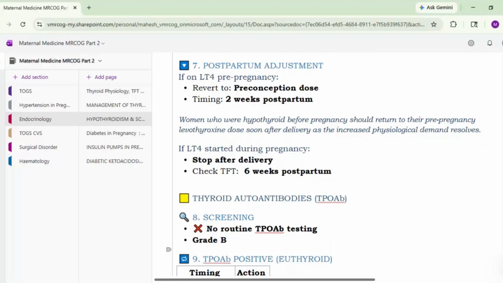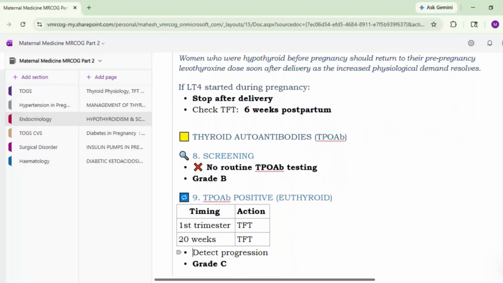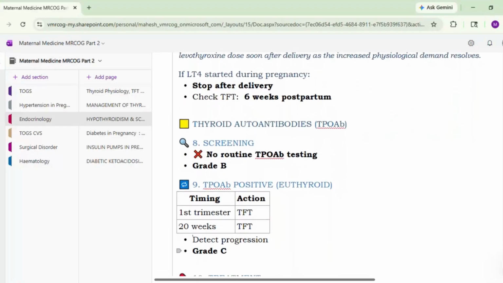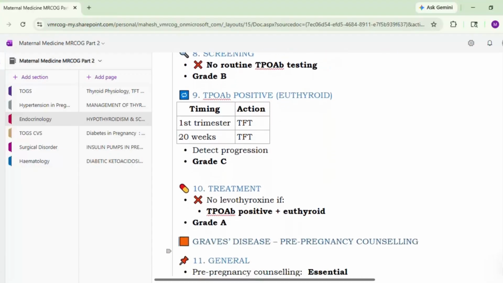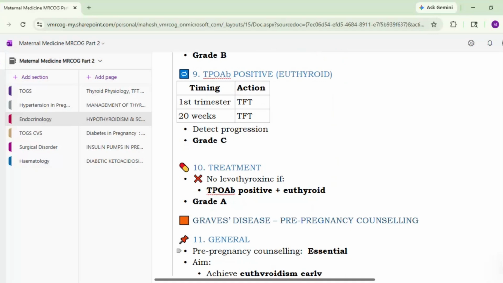Then what about the thyroid antibodies? Routine thyroid antibody screening is not required. If she is TPO positive, then we will monitor the TFT in the first trimester and at 20 weeks, to detect the progression. If she is euthyroid, then no levothyroxine is required. If she is TPO antibody positive and euthyroid, no LT4 is required.